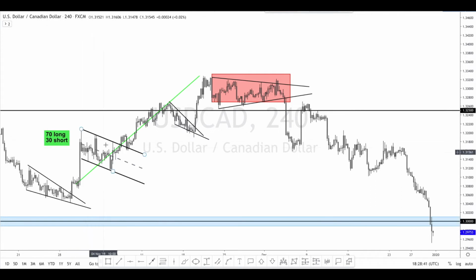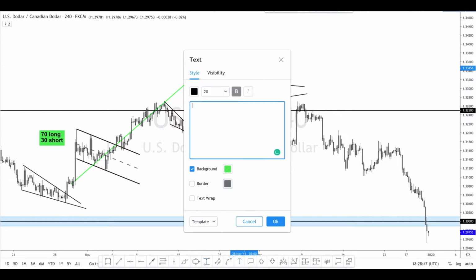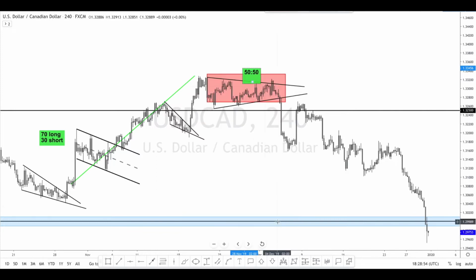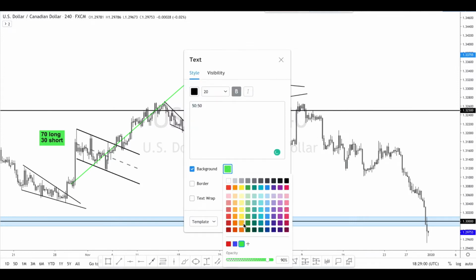That's why we're having standard pullbacks, but we just keep going long. When we get to this point in price, it's now become 50-50. So you have to understand that people that were long, they're now not as long as they were. Does that make sense? So you have to understand what I mean by that.